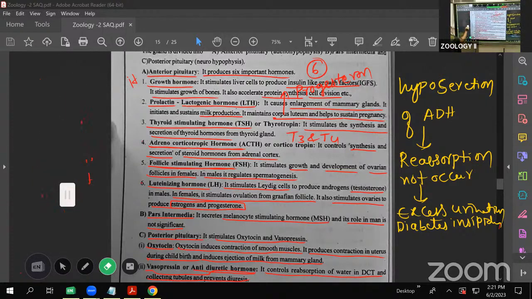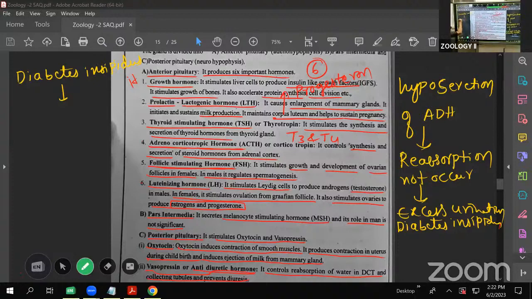Diabetes insipidus means hyposecretion of the ADH, or vasopressin hormone. For 2 marks, this one is important. Diabetes insipidus means hyposecretion of vasopressin hormone. Excess urination occurs, and that we call diabetes insipidus.